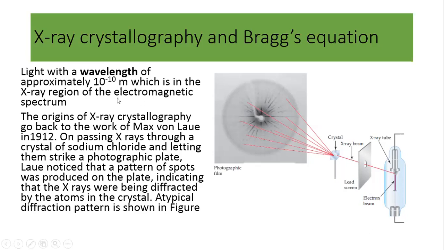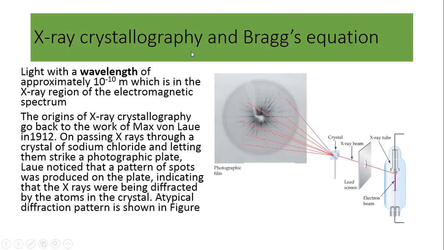So first, what is an X-ray? X-ray is one type of electromagnetic radiation, like gamma rays, UV, visible, IR, microwaves, and radio waves. X-ray is also one of the electromagnetic radiations. But importantly, it has a wavelength of 10 to the power minus 10 meter. If the wavelength of the wave is in this region, then it is called an X-ray.